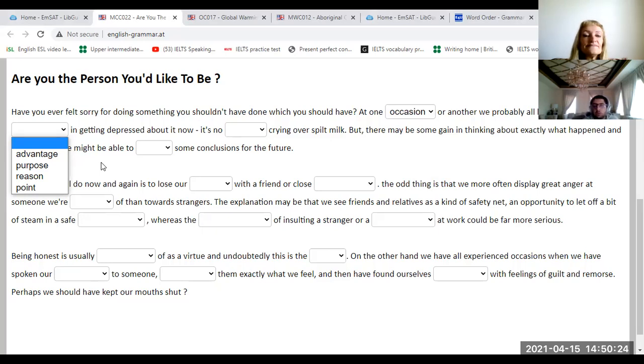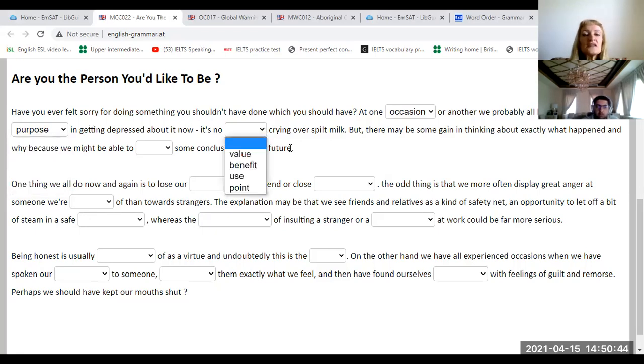There is no purpose in getting depressed, or no point in getting depressed. When I looked at it, I thought advantage. There's no advantage in getting depressed. So I suppose we could use purpose or advantage. Yeah. So let's go on to this one. I'm getting depressed about it. It's no use crying over spilt milk. Good. Open this one.